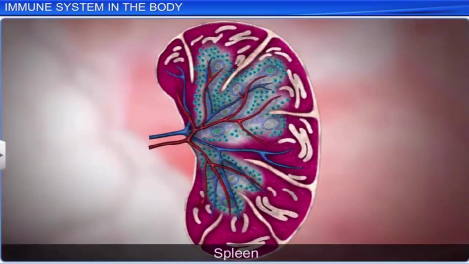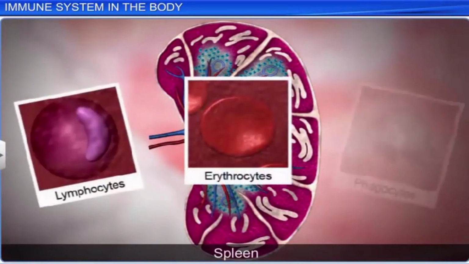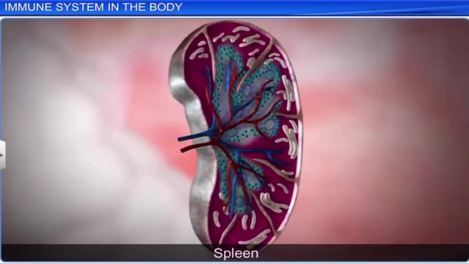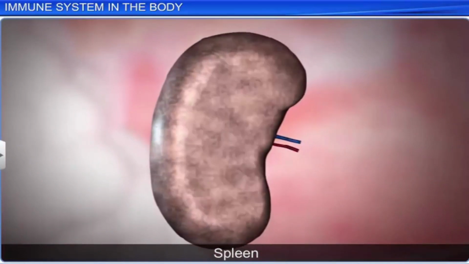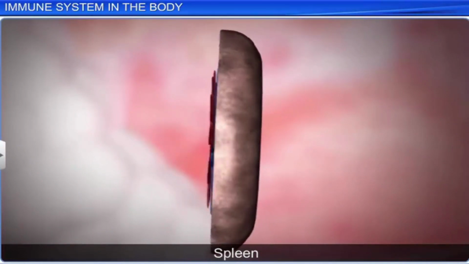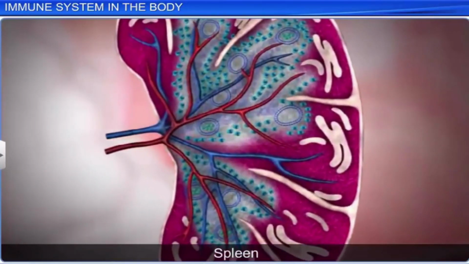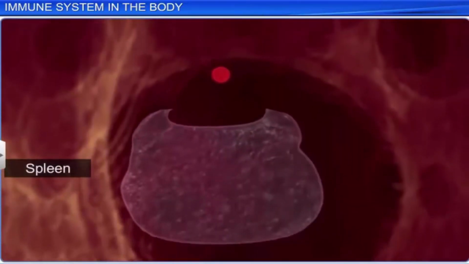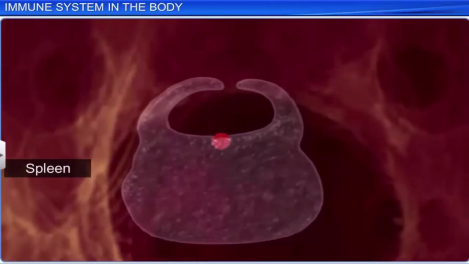It chiefly contains lymphocytes, erythrocytes, and phagocytes. It acts as a large reservoir of blood to be supplied in times of emergencies like hemorrhagic shock or excess loss of blood due to cuts or injuries. It also plays the role of an RBC graveyard by removing old or damaged RBCs from the body.